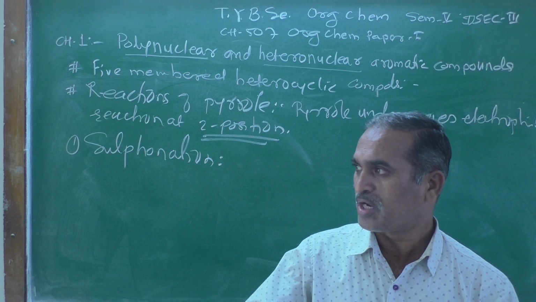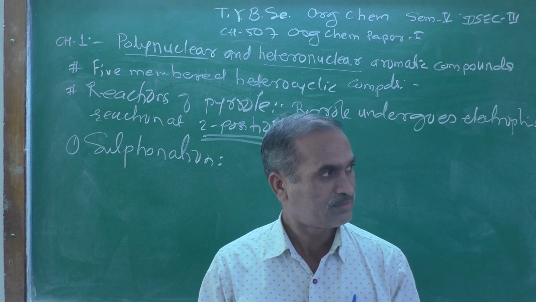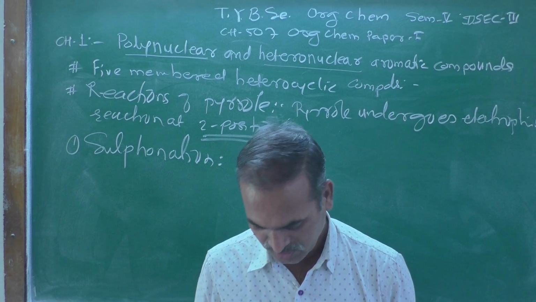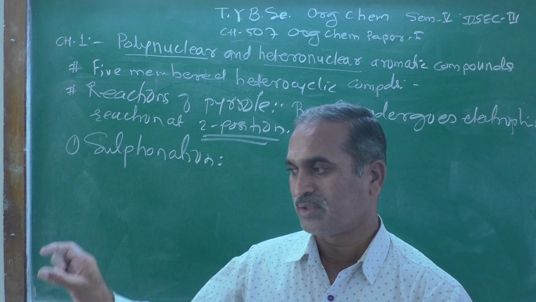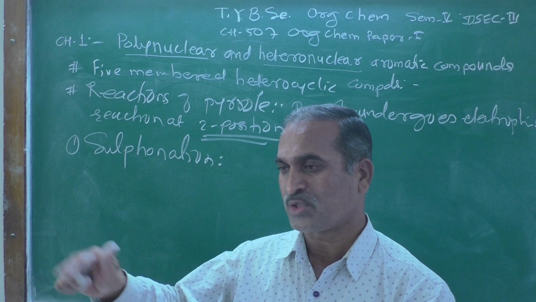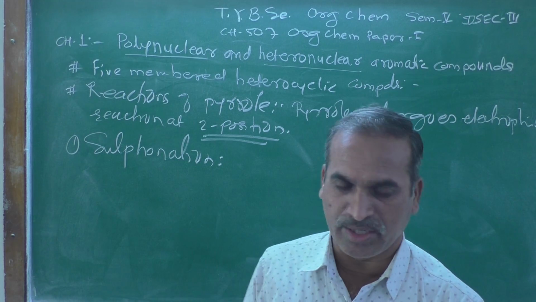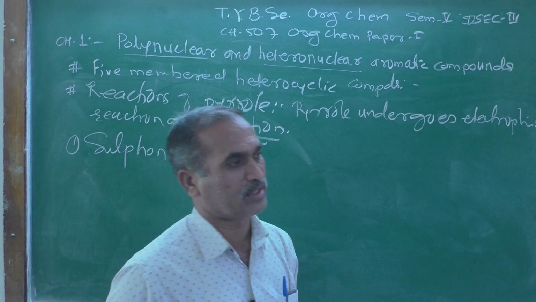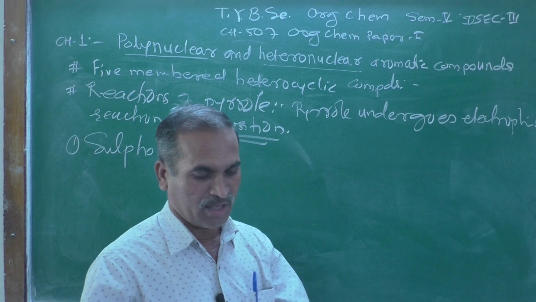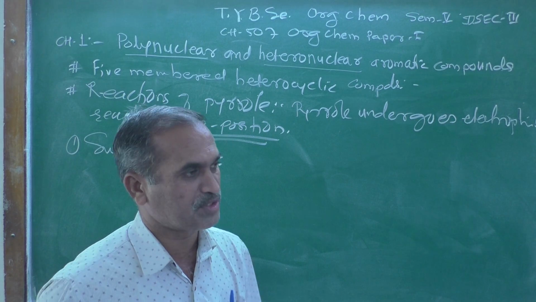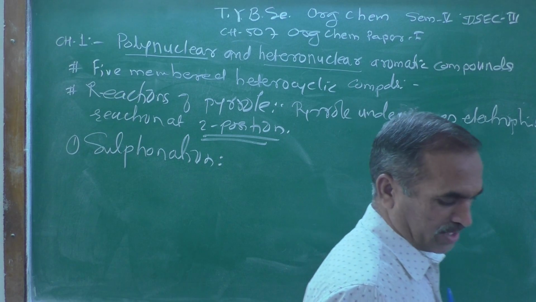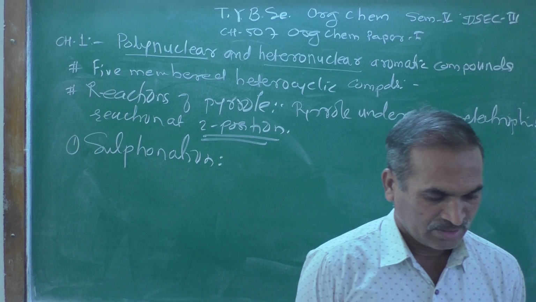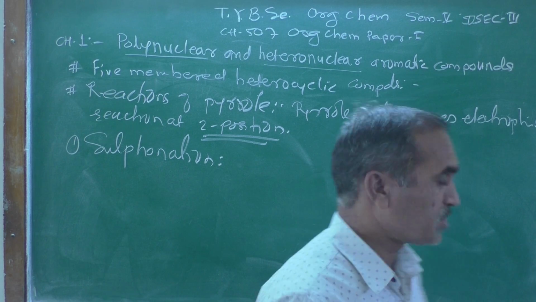And as we know, polymerization means polymer type, one of the basic units attached to another unit, and there will be a longer chain or complicated molecules, the molecular weight of that compound becoming very high. That type of reaction is generally known as polymerization. And here, pyrrole on sulfonation.